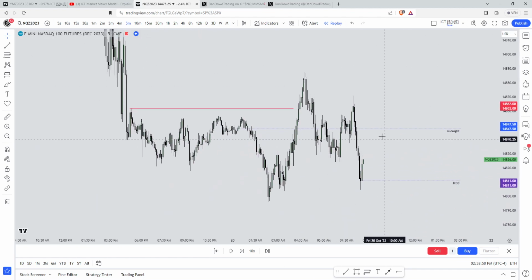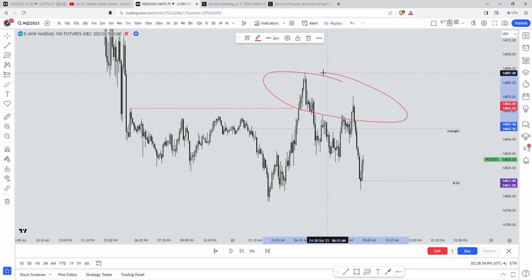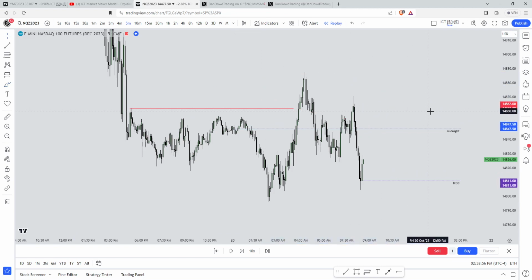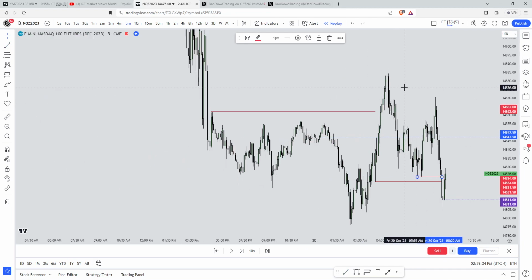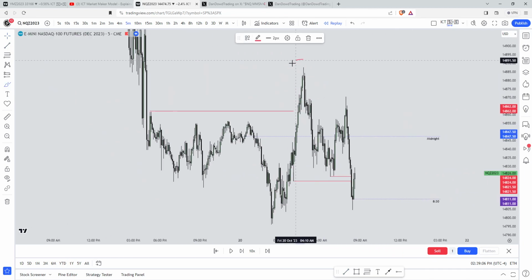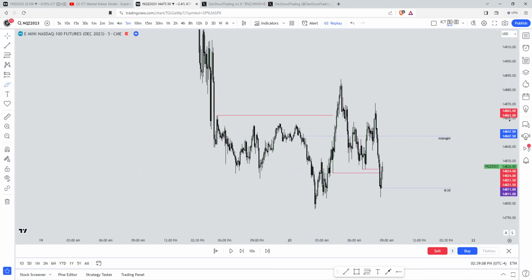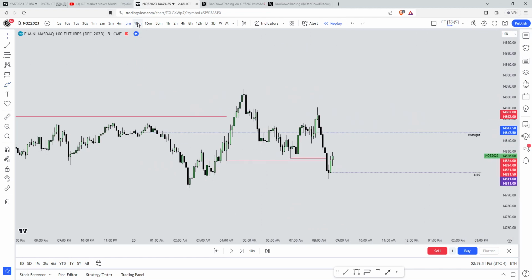It did manipulate above the midnight and 8:30 open. When it manipulates above both, that's going to be at a deep premium if the draw on liquidity is lower. So you can see that price creates a bearish market structure shift by breaking through that low. You could also look at this as the bearish market structure shift. This is now going to be high of the day in here, and price is going to start working towards that draw on liquidity target.